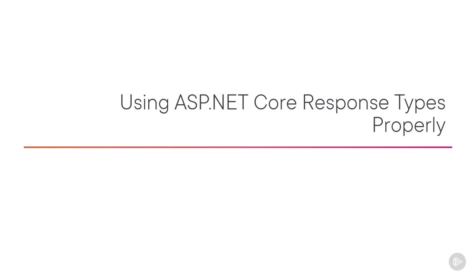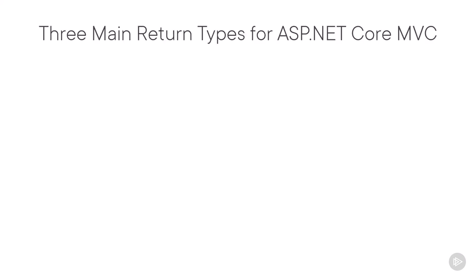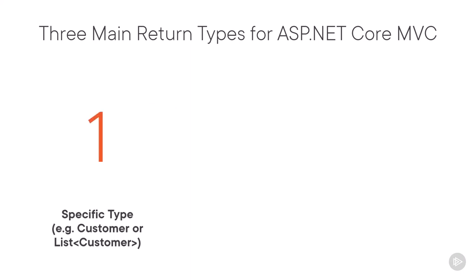ASP.NET Core has built-in types and helper methods to assist with returning different kinds of responses. In ASP.NET Core MVC, there are three main return types that action methods support. First, you can return a specific type, like a customer or a list of customers.